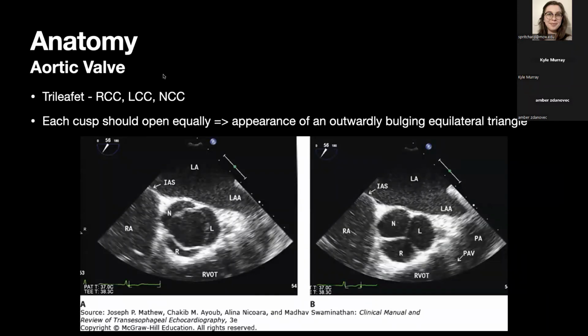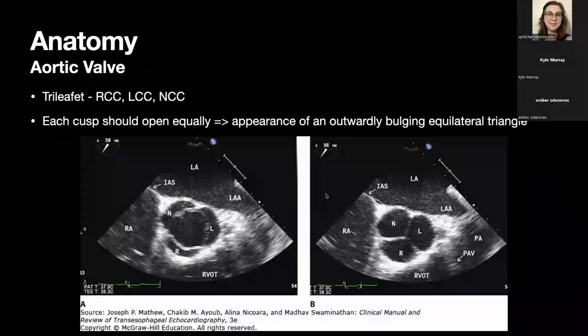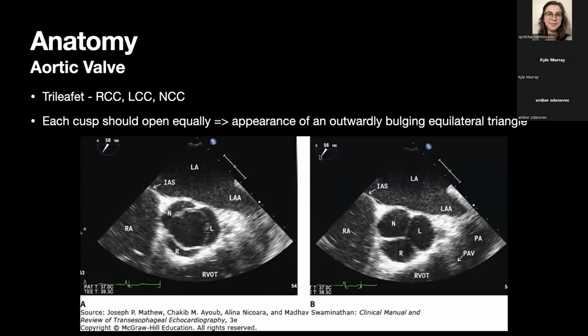The aortic valve is tri-leaflet like we know, and I just mentioned there's three cusps. There's the right, the left, and the non-coronary. They should all open equally. When they're wide open, you have to imagine a little bit, but you should get something like an equilateral triangle. This, remember, is your mid-esophageal aortic valve short axis view, usually around 30 to 60.